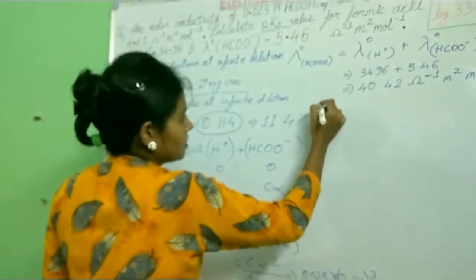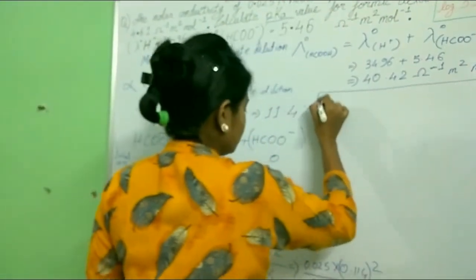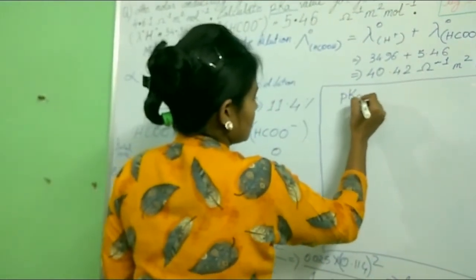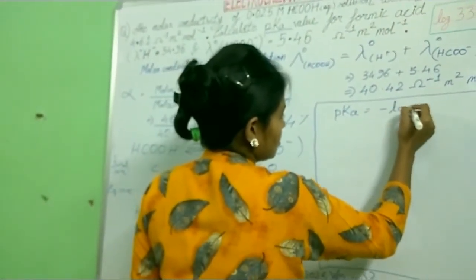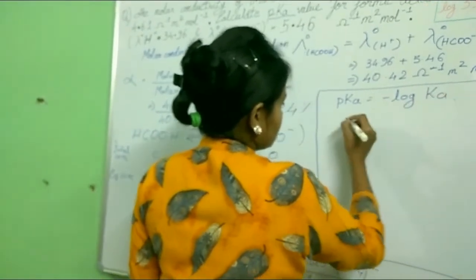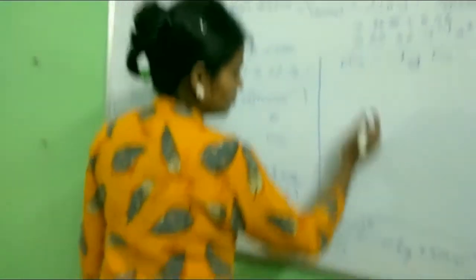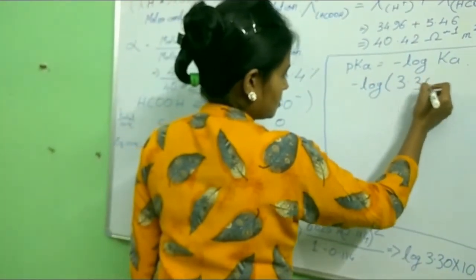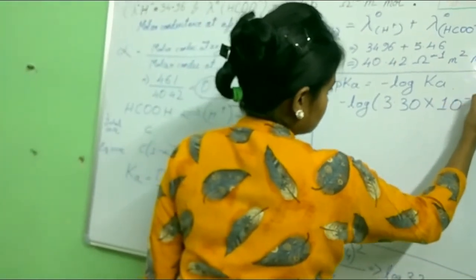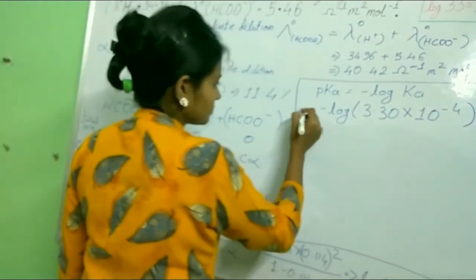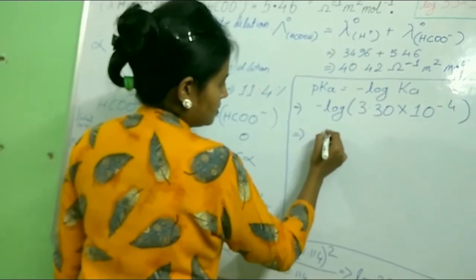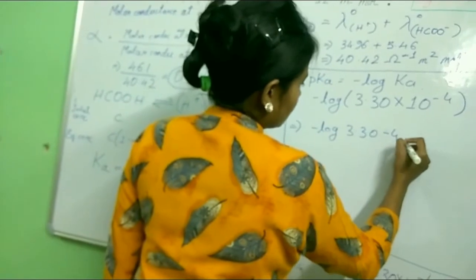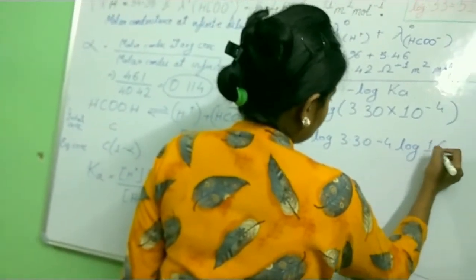So, what is pKa? How to find out pKa from K? We know that pKa is minus log K, right? So, what is the K's value? Minus log 3.30 into 10 to the power minus 4, right? Now, minus log 3.30 minus 4 log 10.